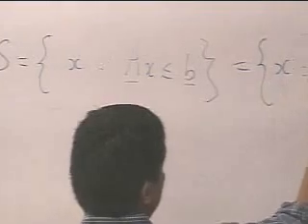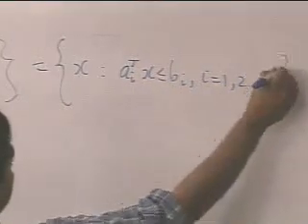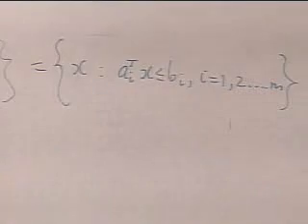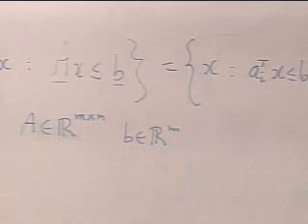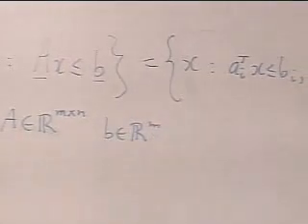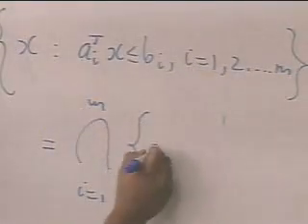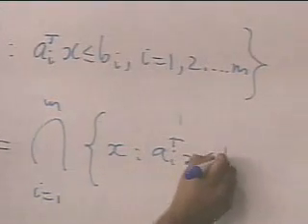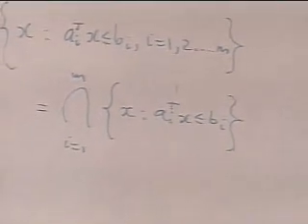Why? Because this set S is the same thing as the set of x such that a_i transpose x is less than or equal to b_i, i taking values 1, 2, up through m. If A is assumed to be in R^(m times n) and b is assumed to be in R^m, so you have m linear constraints in n variables, then this set is the same as that set, where a_i refers to the ith row. And therefore this set is nothing but the intersection, i going from 1 through m, of x such that a_i transpose x is less than or equal to b_i. And we've proved that each such set is convex. Now we use this property to show that the intersection is convex.